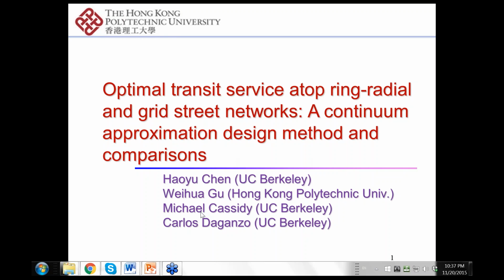A continuum approximation approach that is able to optimize two distinct network layouts, as you will see from the screen. One is the ring-radial, and the other is the grid string networks. And they will be optimized for continuously varying spatial geometries.